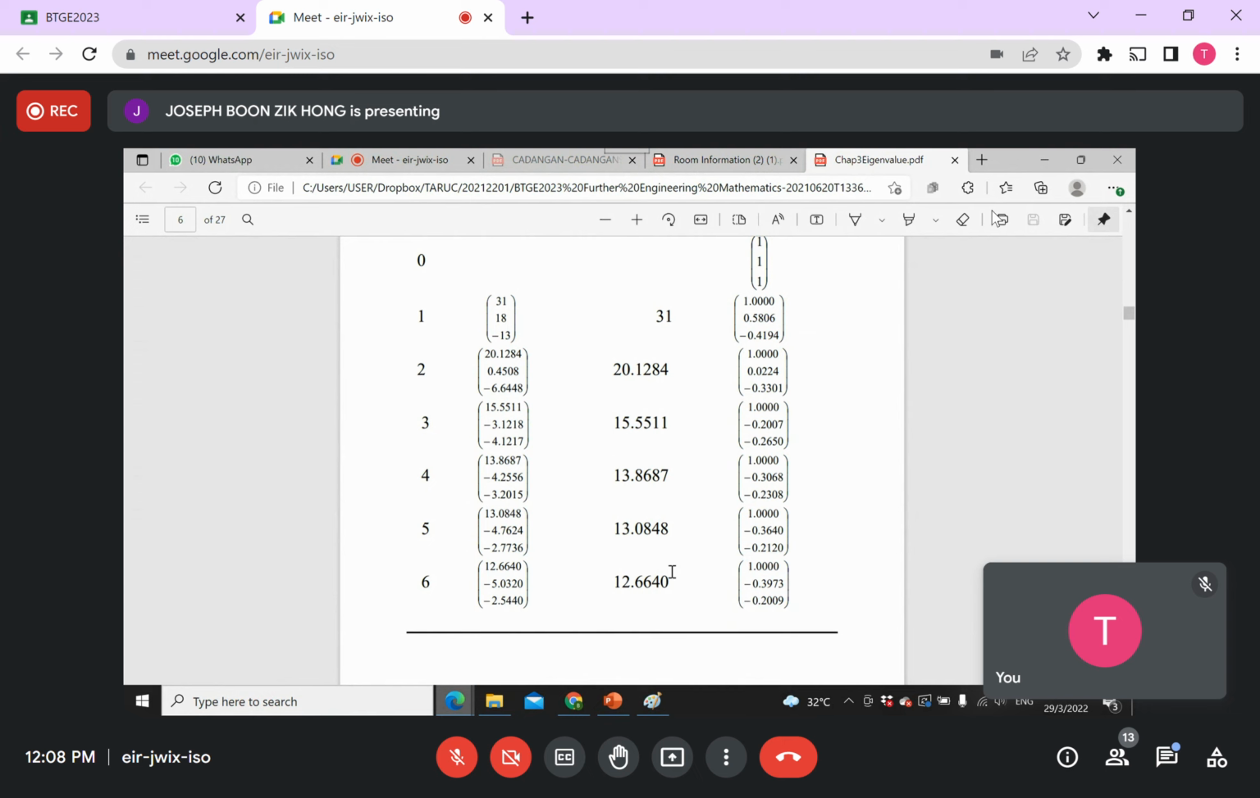We don't know what it is, but it's around 12 point something. So this one will be our eigenvalue, and then this one, the new y, the latest y, will be our corresponding eigenvector.